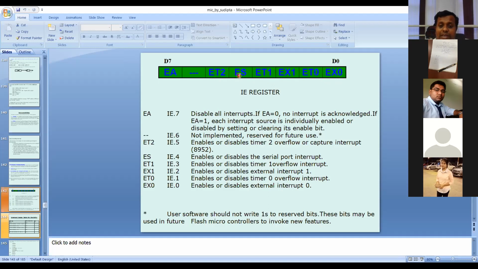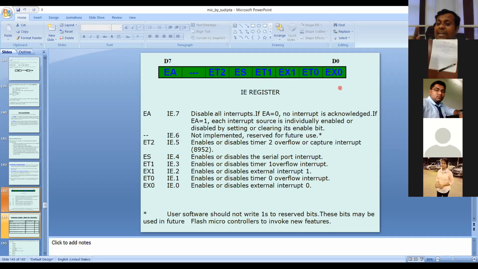What is the function of E? E stands for enable. EA enables all. This bit enables the serial communication interrupt. This enables the timer 1 interrupt. This enables external interrupt 1. This enables the timer 0 interrupt. This enables external interrupt 0. So to enable all the interrupts, the EA bit should be 1 and all the bits should be 1.